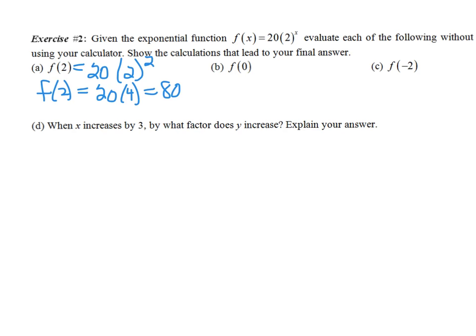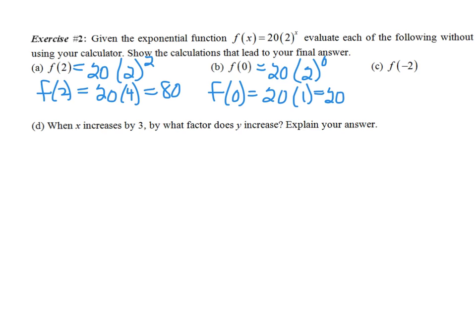Let's go ahead to part B, f of 0. That's going to mean the same thing as 20 multiplied by 2 to the 0 power. So for this one, I'm going to do my exponent again first. So 20 gets multiplied by 2 to the 0, which is 1. 20 times 1 is giving me 20.